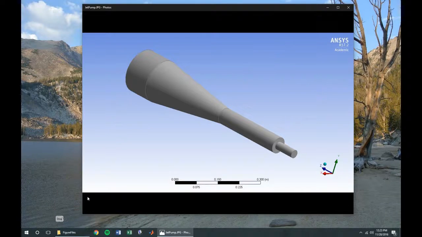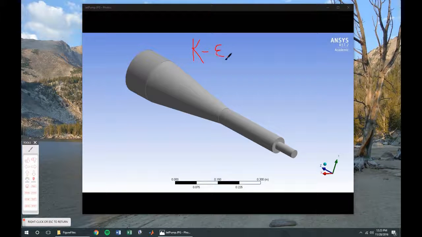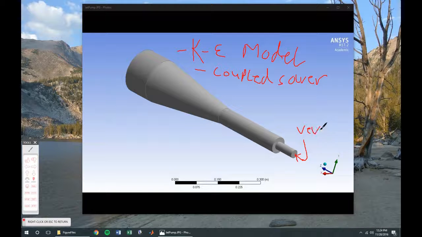In Fluent, I chose to use a K epsilon turbulence model, and also a coupled solver, because that created the best results to come up with the most realistic model. I also selected the jet inlet to be a velocity inlet, and the pump inlet to be a pressure inlet. This allows the jet to push fluid through the pump and then out the outlet.